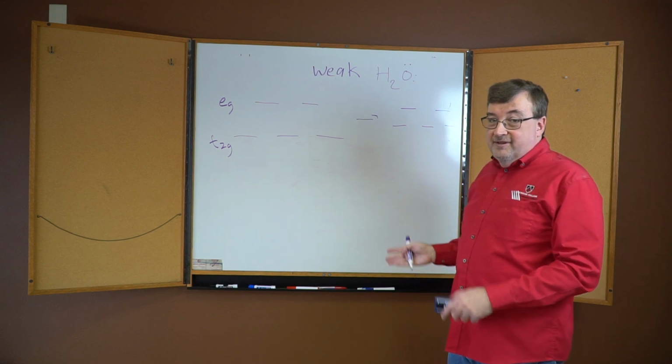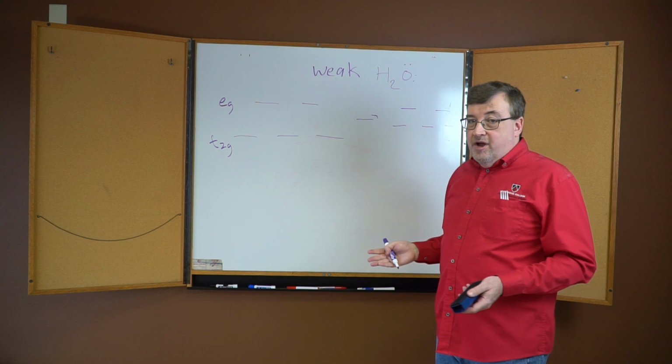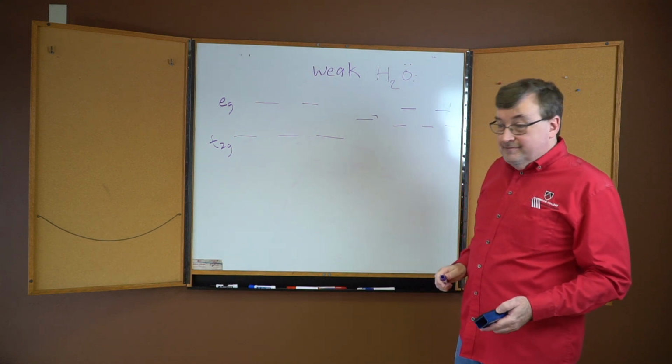Strong sigma ligands, EG goes up. Things that can pi back bond, the really strong ligands, T2G goes down.